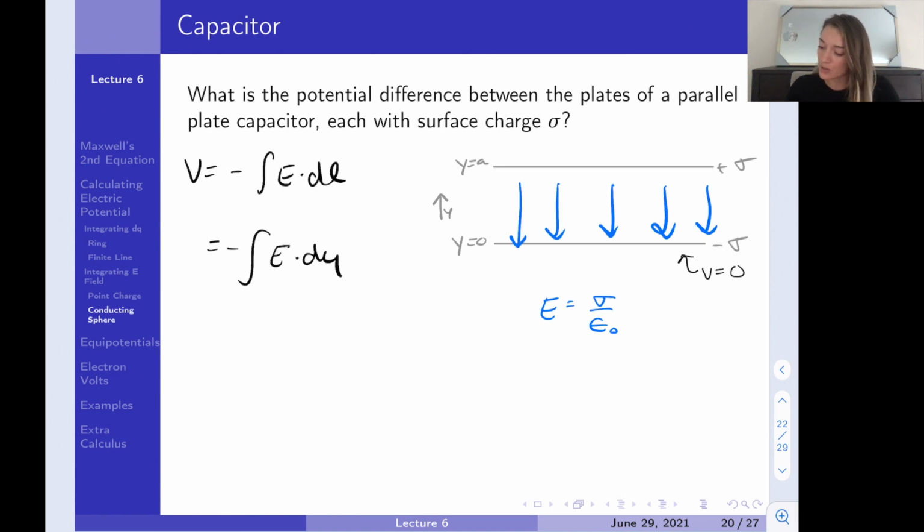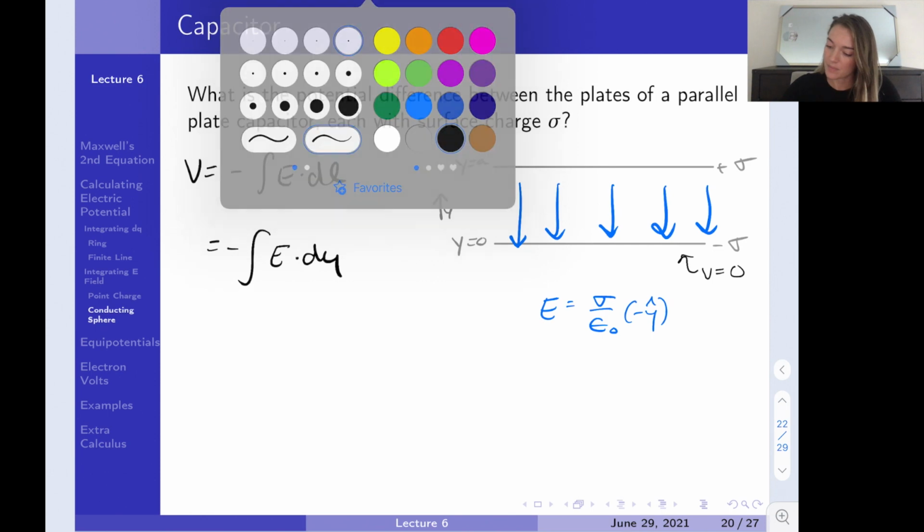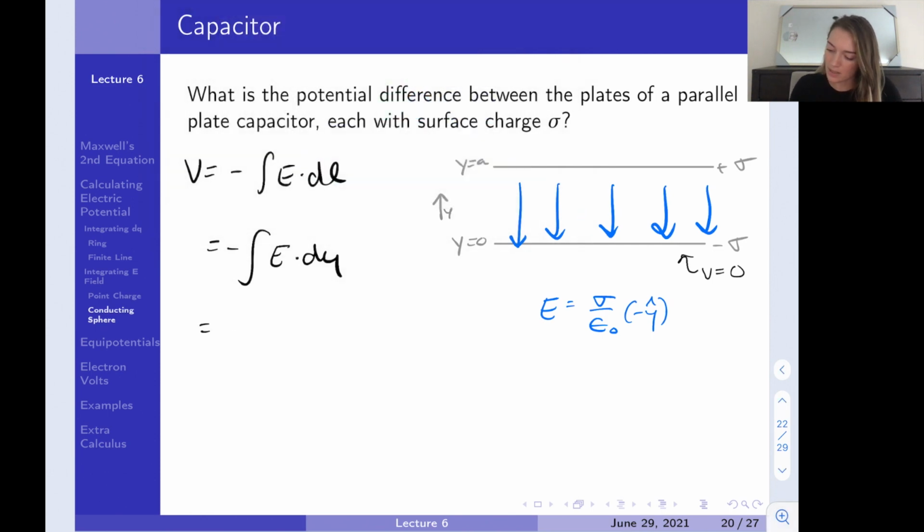In this case, the way I drew it, my electric field is pointing in the negative y direction. So I'm just going to put a negative y here. All right, let's plug these things in. So we have negative, my electric field is negative sigma over epsilon dy. And I'm going to integrate from my reference point to my other plate. So I'm just going to integrate from my plate at 0 to my plate at y equals a. So I'm integrating from 0 to a.